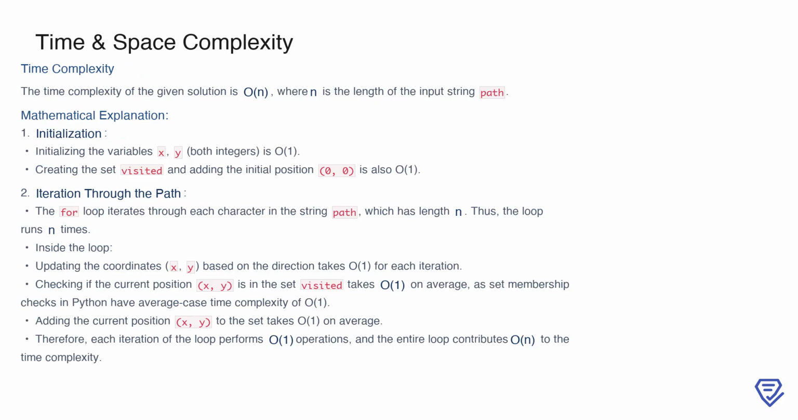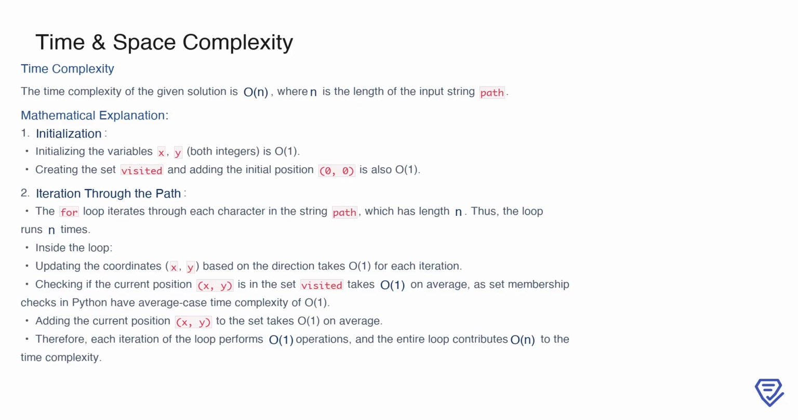The time complexity of the solution is O(n), where n represents the length of the input string path. Let's break this down step by step. First, during initialization, we set up variables x and y as integers and create the set visited, adding the initial position (0, 0). These operations are constant time, so O(1).